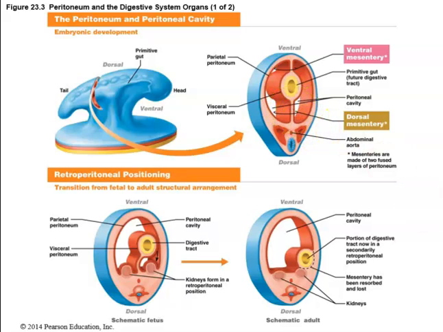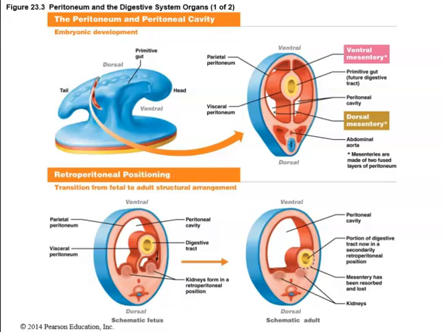Okay? So mesenteries are passageways for blood vessels, lymphatic vessels, and nerves that supply the digestive system organs. Again, they anchor these organs within the peritoneal cavity. They also store fat, and they house the lymphoid tissues that will respond to any ingested pathogens.